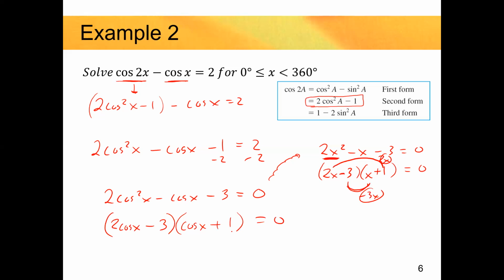Cool. Okay, let's solve each one of these guys here now. Separate them out. I need extra room here, so I'll let you guys write. So 2 cosine x minus 3 equals 0, and cosine x plus 1 is equal to 0. Matthias, what should we do next?